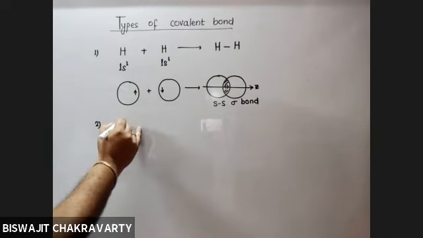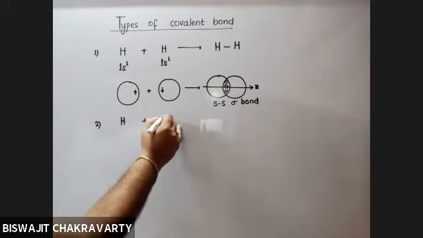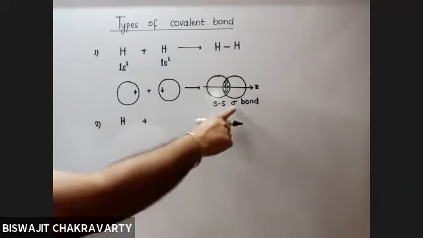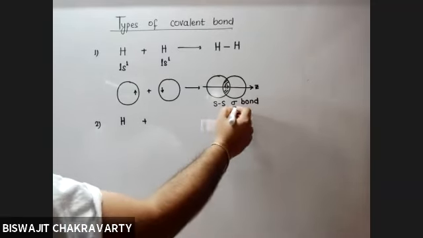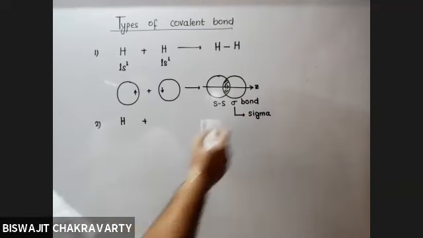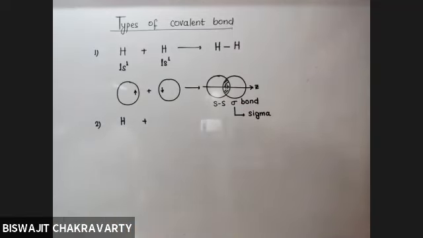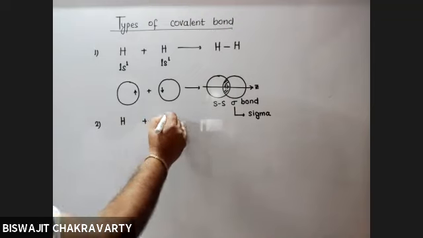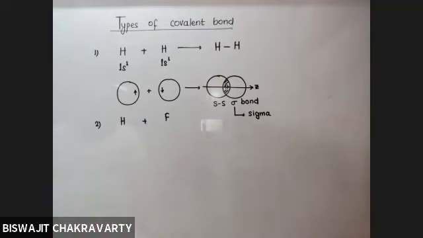Now let us say, Sir, that one is what symbol? Which one? This one? Yes, sir. This is the symbol for sigma bond. Okay. Yes, sir. Sigma bond. Now suppose hydrogen is allowed to combine with fluorine.